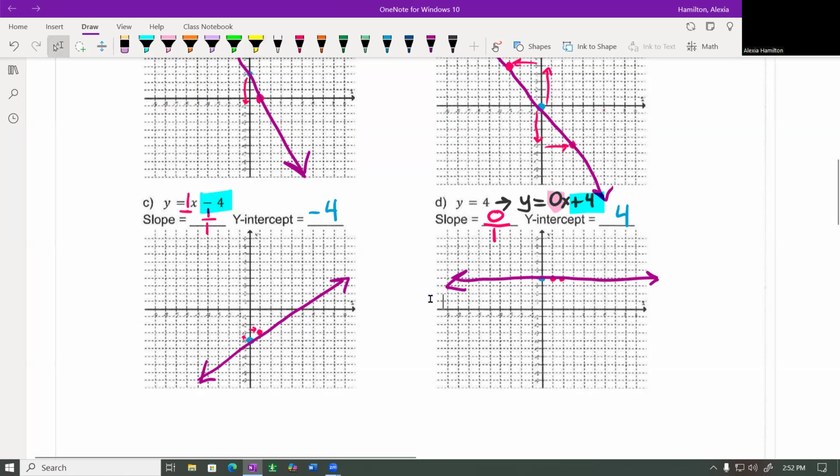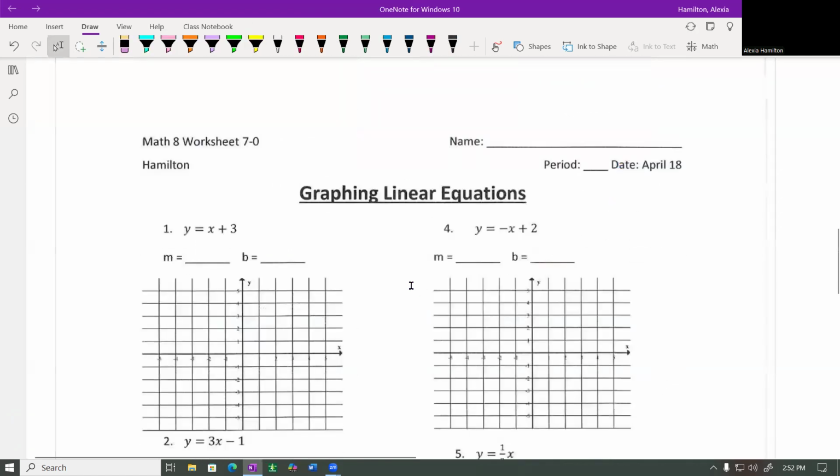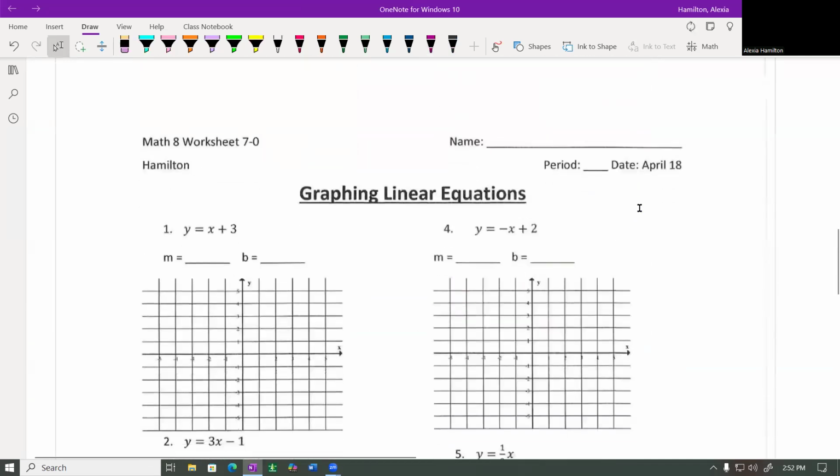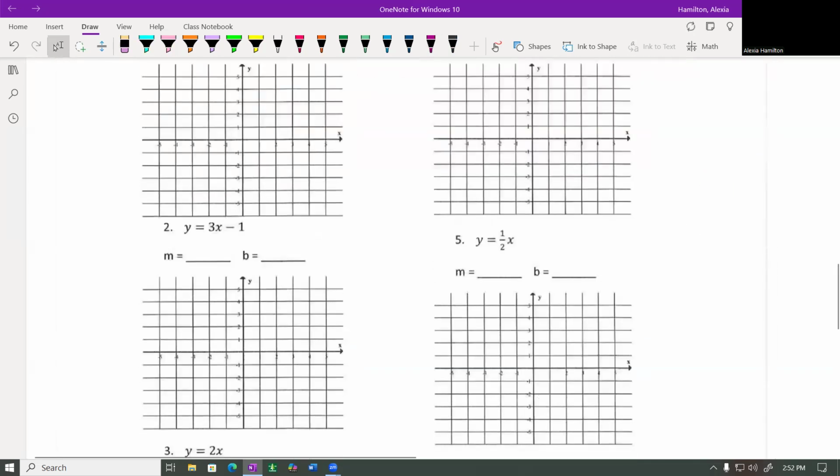Okay, so at this point, if you flip your paper over, you have 6 more problems. That is your assignment for today. It's even dated April 18th. That is today. When you're done, turn it in. Groovy. I am done for the day.